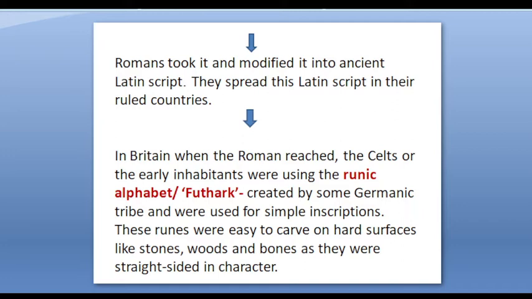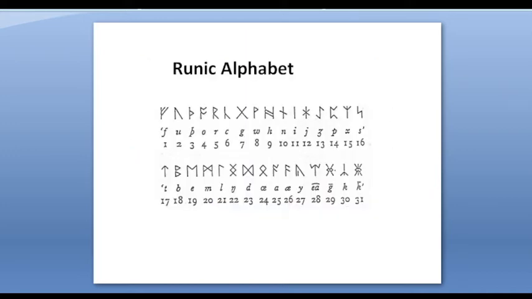In Britain, when the Romans reached, the Celts, or the early inhabitants, were using the runic alphabet, further created by some Germanic tribe, and used for simple inscriptions. You can carve easily on hard surfaces like stone, bones, woods. As you can notice, they are all straight-sided in character. Now I'll show you the runic alphabet, then you can understand that these are all straight-sided, so you can easily carve them on hard surfaces.